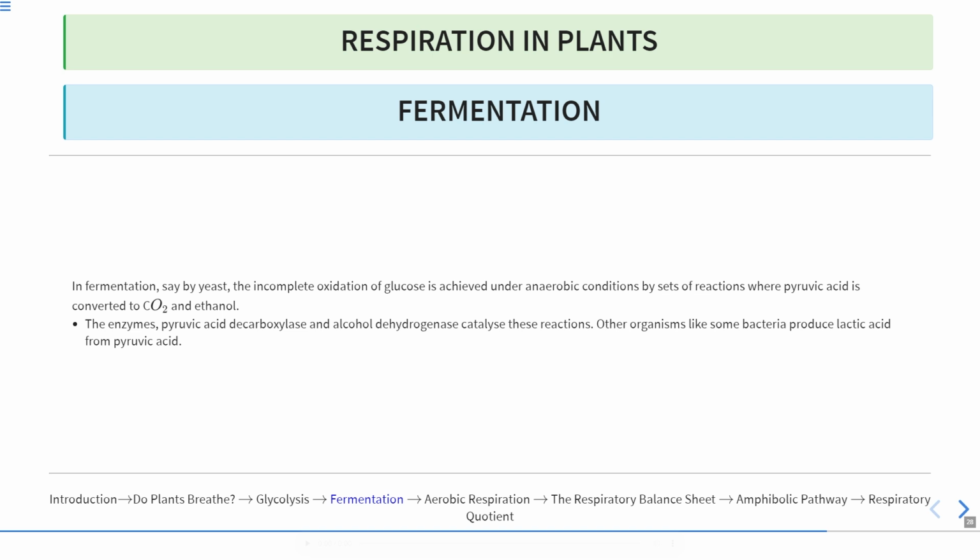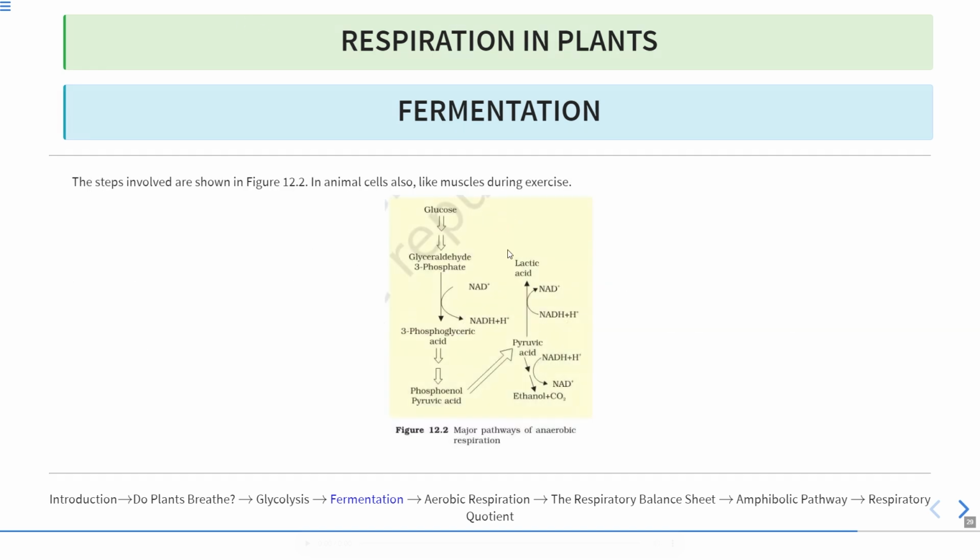If you see the fermentation process in the case of bacteria, they produce lactic acid from pyruvic acid. Here you can see glucose is converted to glyceraldehyde 3-phosphate. It is converted to NADH and 3-phosphoglyceric acid, and later to phosphoenol pyruvic acid, and pyruvic acid is formed at the last. So this whole thing shows the glycolysis process, right?